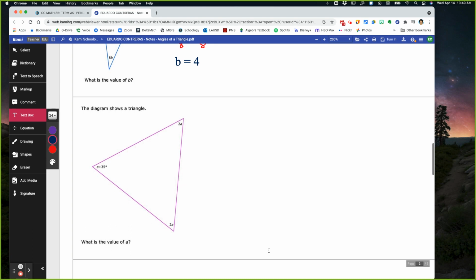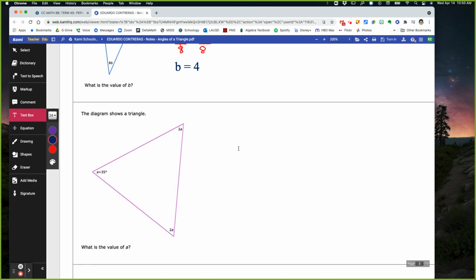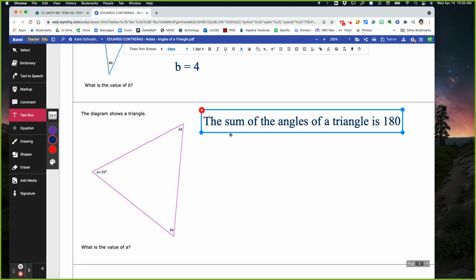All right, so let's move on to this question. Again, the diagram shows a triangle, and this time we have expressions for each of the angles: a plus 35, 2a, and 2a. And we want to figure out what the value of a is. So the only thing we can do is add up the three angles, and it equals 180. So I'll start with that. The sum of the angles of a triangle is 180.